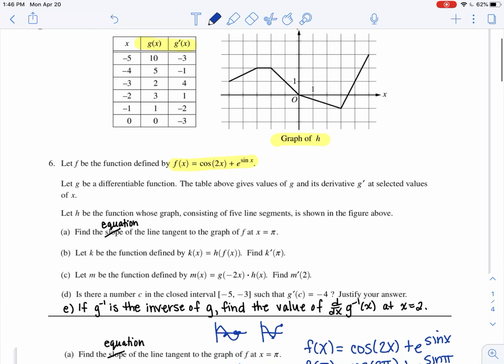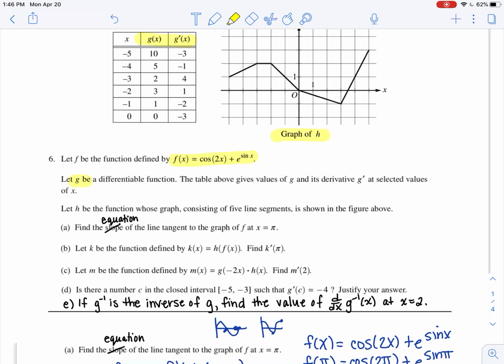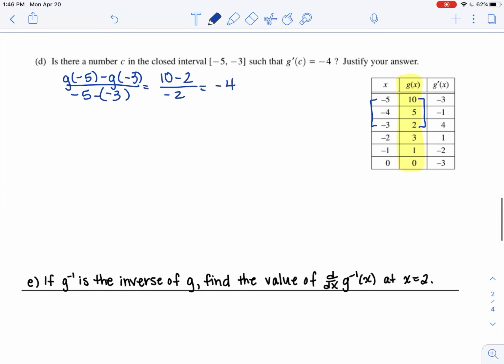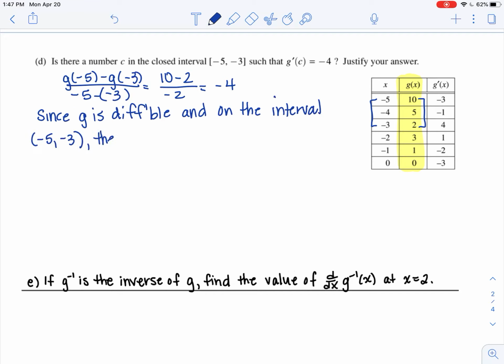If I go back to the beginning of this problem, and I should have probably copied this down here, it specifically tells you that G is a differentiable function, which is the reason why you're allowed to use MVT. So let's go ahead and do the full explanation for MVT. You'd say, since G is differentiable, and feel free to use the abbreviation, on the interval from -5 to -3, the average rate of change is -4.